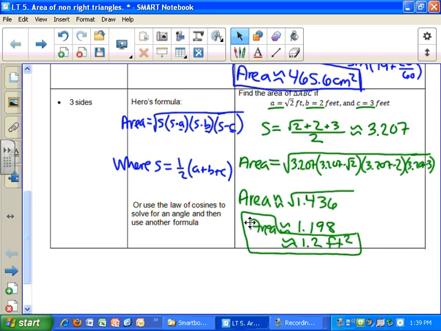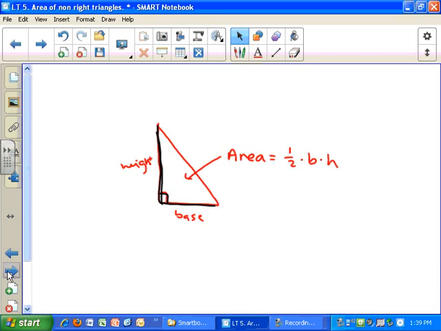Any of these formulas you could also sort of modify, or given some information, you could use the law of cosines or law of sines to find different information so that you could use any one of these other formulas. So for example, this one that we just did, where we know the 3 sides, you could use the law of cosines to find an angle, and then you could use either one of the 2 previous formulas as well. Okay.